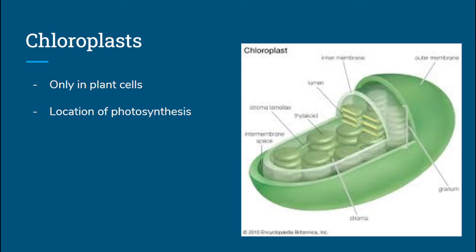Next, we have chloroplasts, and these are organelles that are located only in plant cells, and it's the location of photosynthesis. So chloroplasts allow plants to create their own food, and also provide them with that green color. The chlorophyll is located in chloroplasts.